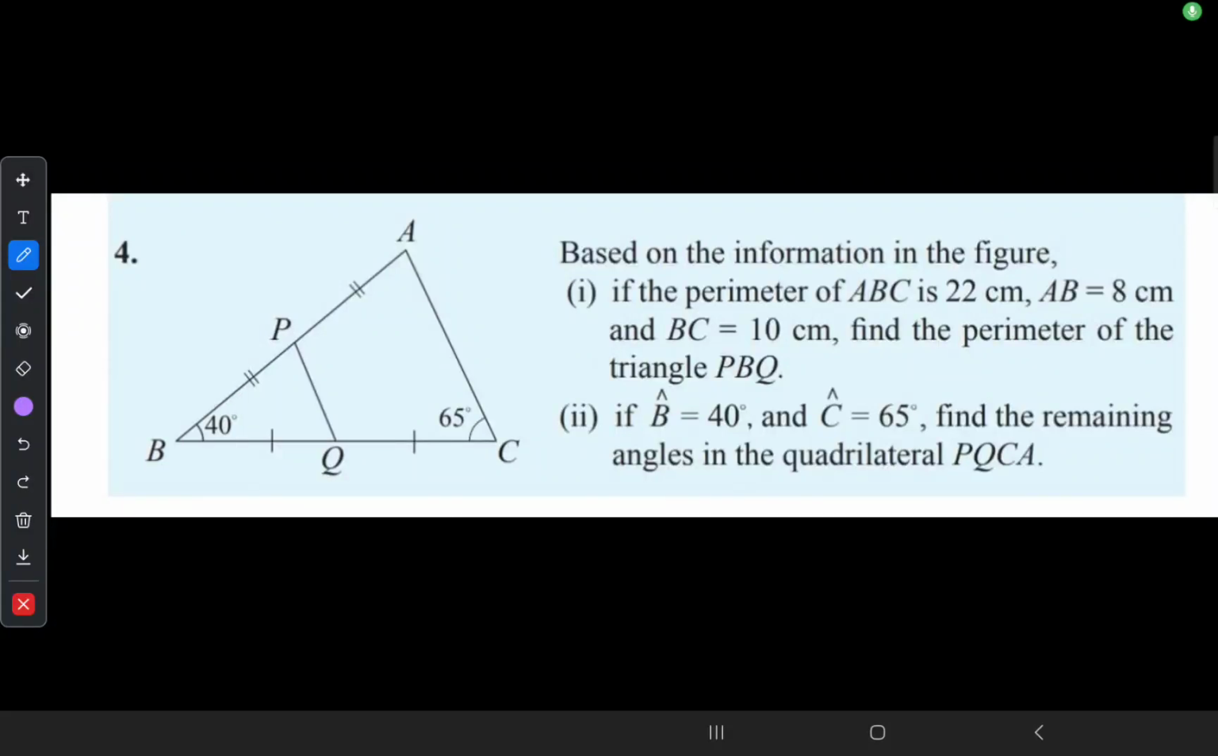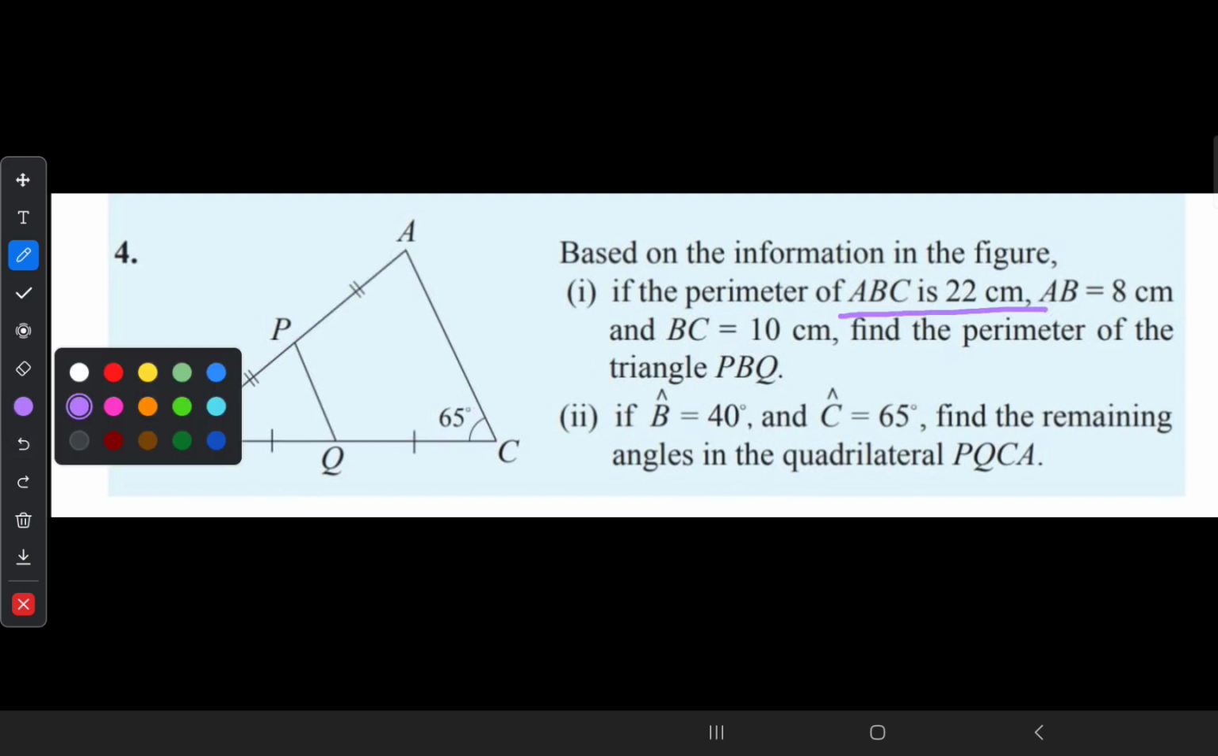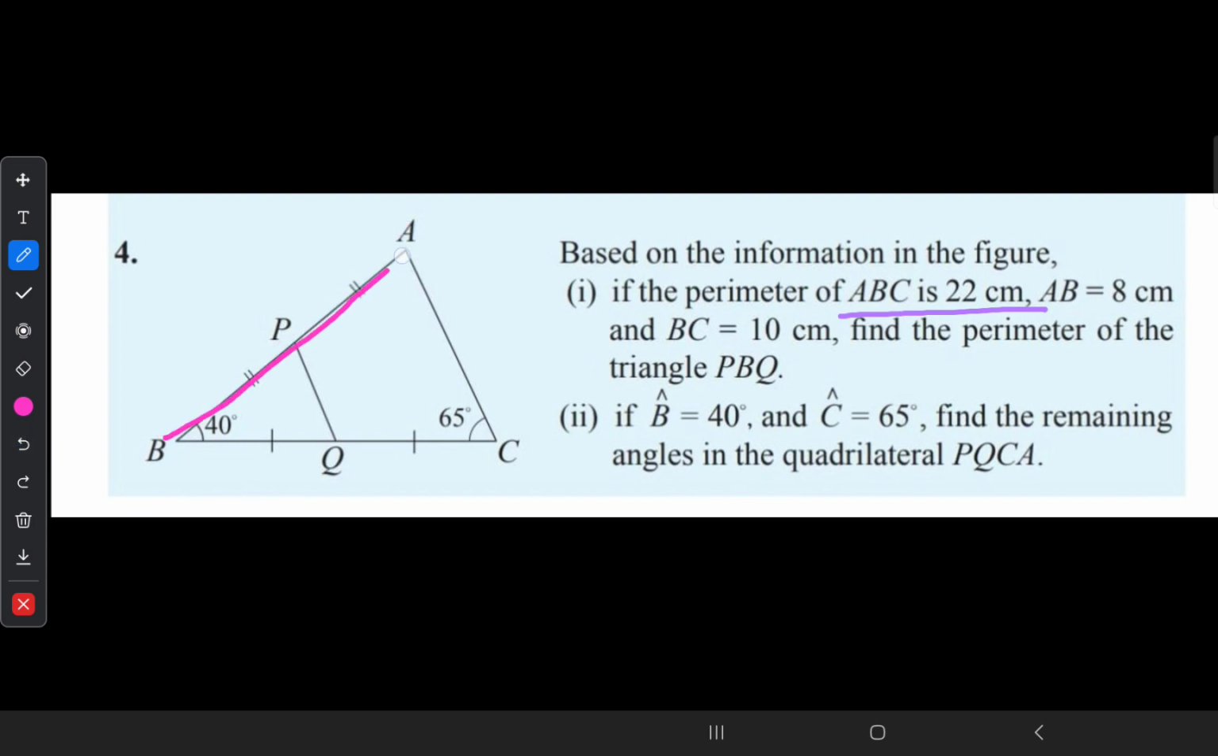So initially, based on the information in the figure, the perimeter of ABC, that means for the total triangle ABC, is 22. Okay, we will mark that one. AB is 8 centimeters. This total length is 8 centimeters. So we will mark that one as well.